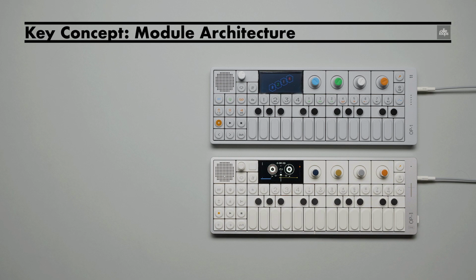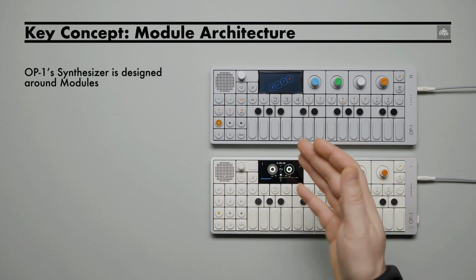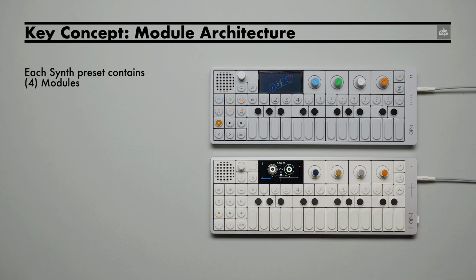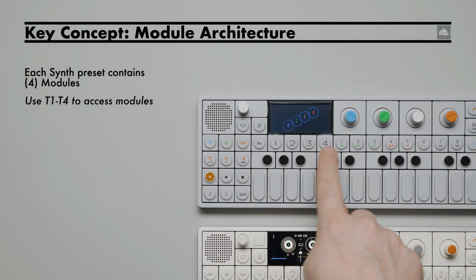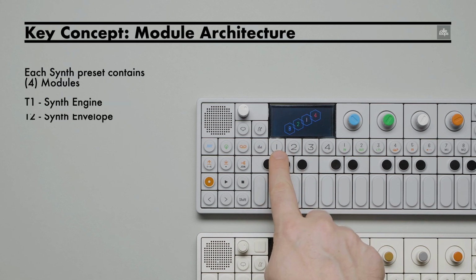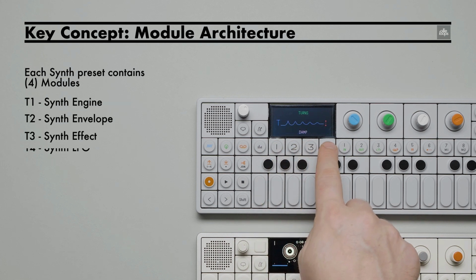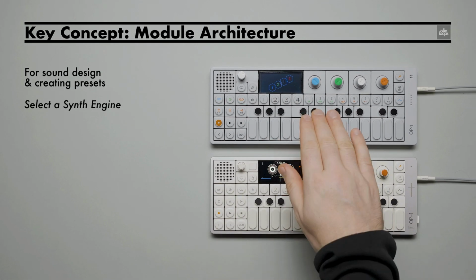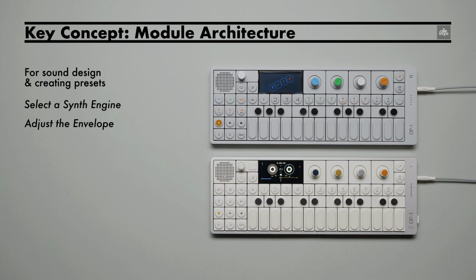An important concept to know about OP-1 Synth is that it is based on different modules, which can be changed as desired. The 4 modules are accessed in Synth Mode using the T buttons below the display, and they are the Synth Engine, an envelope, an effect, and an LFO. To dial in the sound design you want, you can select one of the many synth engines, adjust the ADSR envelope, try a few effects and LFOs until you have a sound you like. Let's look at each of these.